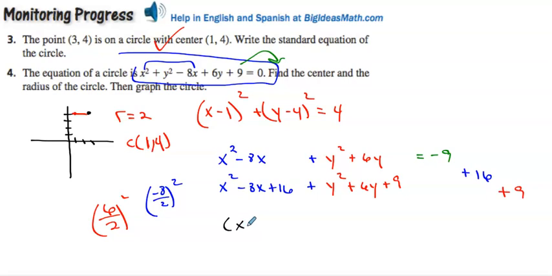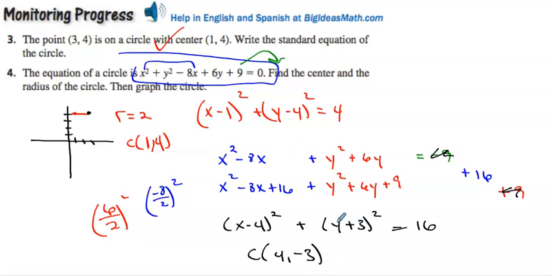So I got x minus 4 squared plus y plus 3 squared equals positive 9 and negative 9, see you later, equals 16. So my center is 4 comma, don't say 3, but negative 3. So it's x minus h, y minus k. So in this case, this was a minus negative 3. And your radius is equal to 4.